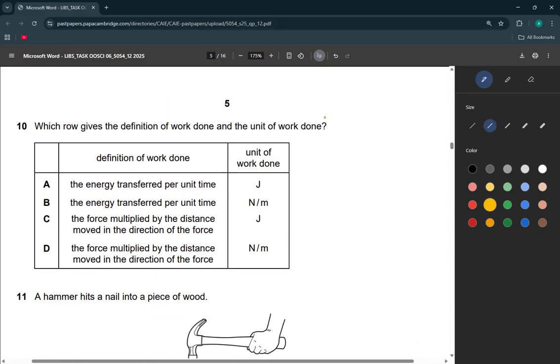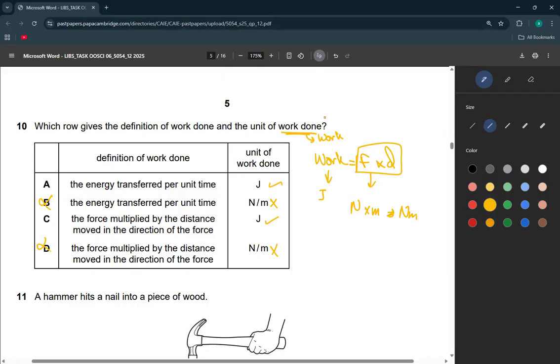Which row gives the definition of work done and the unit of work done? Work done basically means work. So what's the formula of work? Work equals force into displacement. This means the unit is joules, but it could also be based on the formula Newton into meter, which would be Newton meter. Here in the given options, they have given Newton per meter, which would be directly eliminated, so B and D are incorrect.